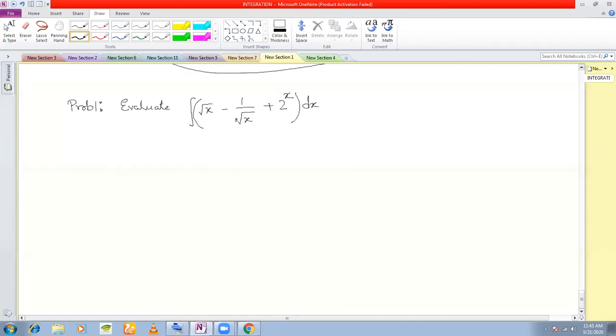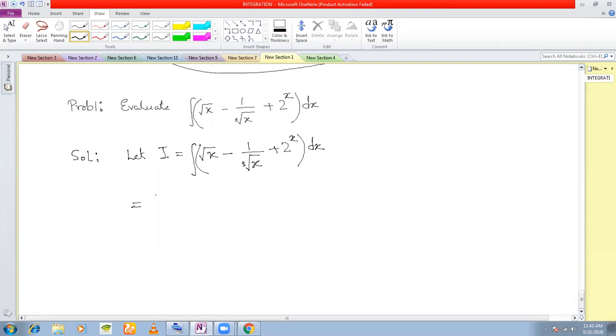Okay. So the first problem is to evaluate this integral. Whenever you get an integration, always write let I is equal to the given question: integration of root x minus 1 by cube root of x plus 2 to the power of x. This is a very good habit. Always take I is equal to this. Now we shall evaluate the integral.